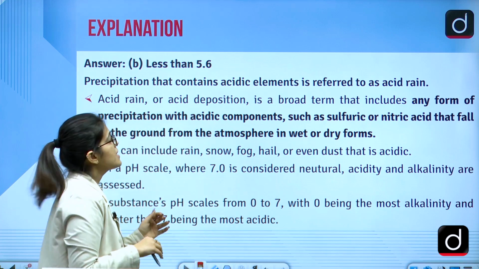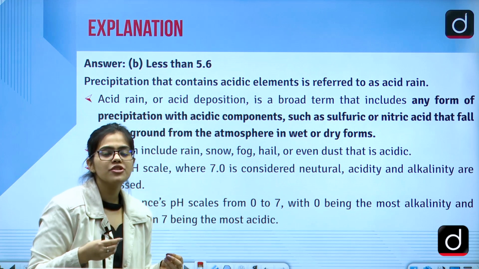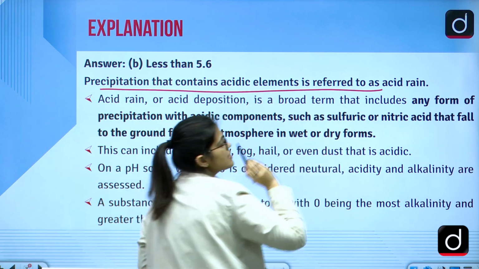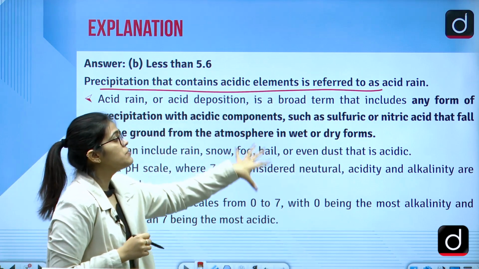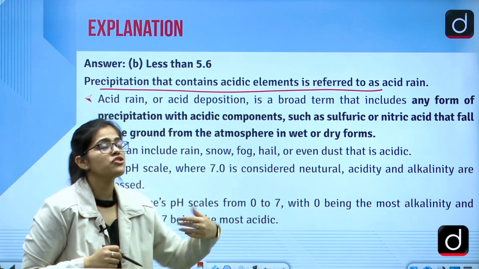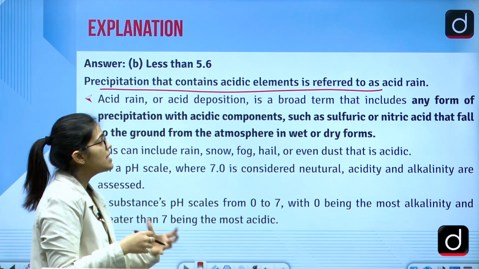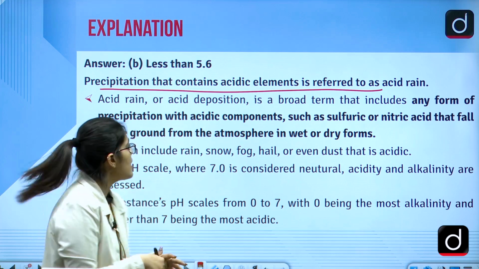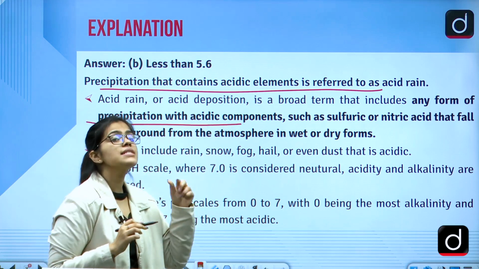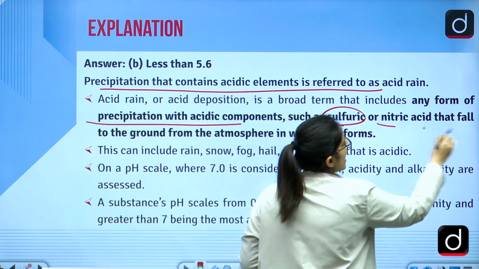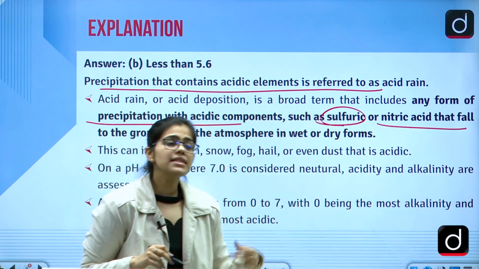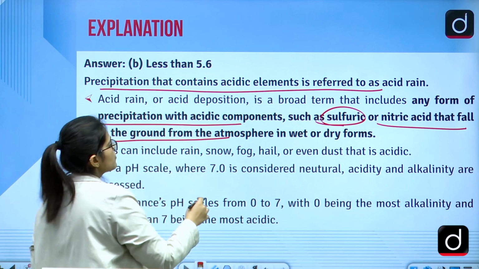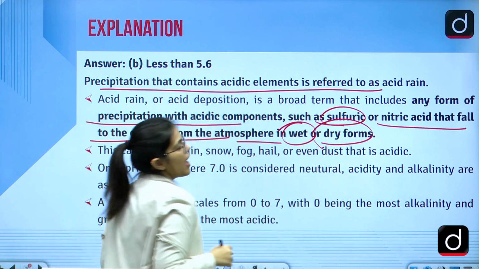So precipitation that can contain a lot of elements that are harmful in nature, that are acidic in nature, these are referred to as your acid rain. So these acid elements present in the rain will make the precipitation acidic in nature. Acid deposition is a broad term that may include all these acids that are present there. So this is the precipitation with the acidic compounds such as the sulfuric and the nitric acids that can fall either in the dry form or in the wet form. So these can fall on the ground in the form of wet or dry forms.